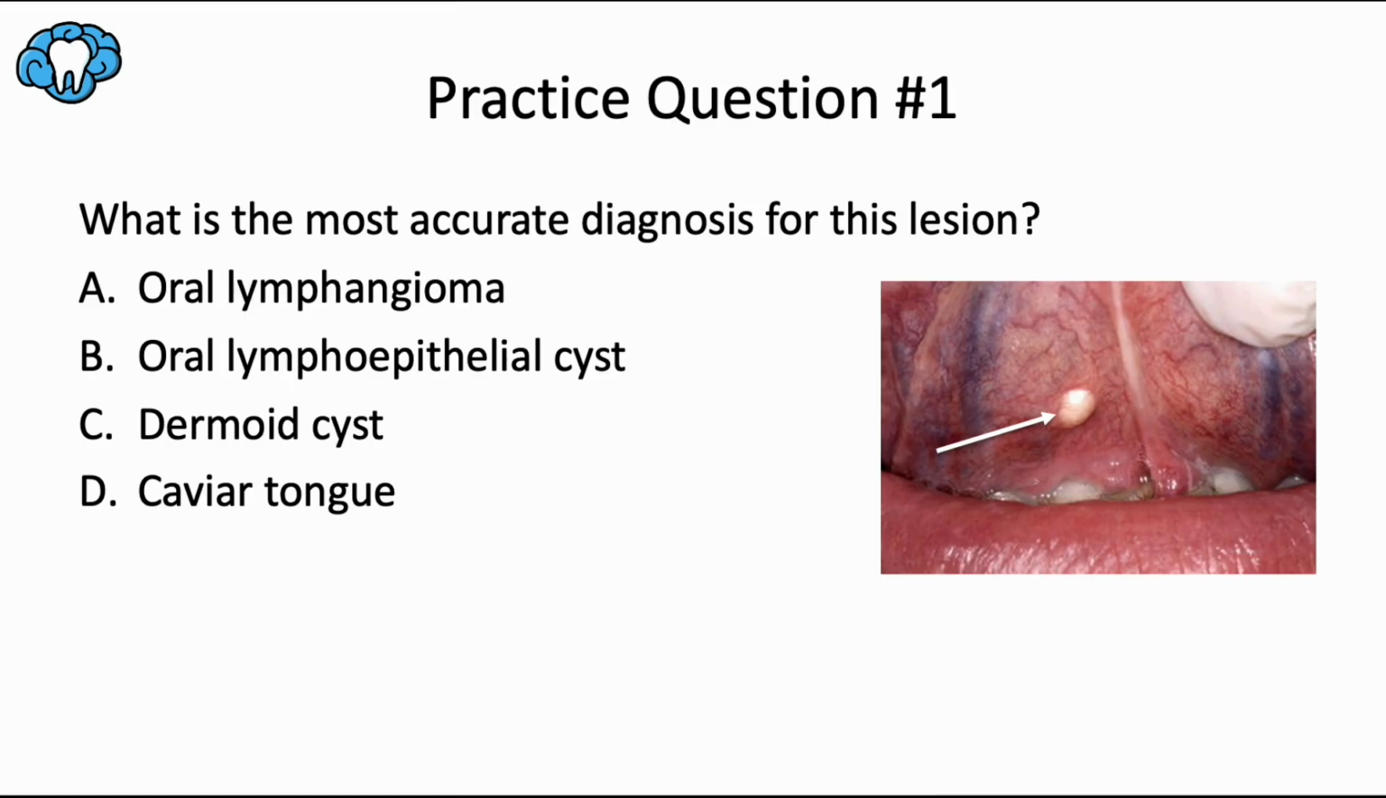So, practice question number 1. What is the most accurate diagnosis for this lesion? So go ahead and pause the video, think through this question, and then we'll go over it together.